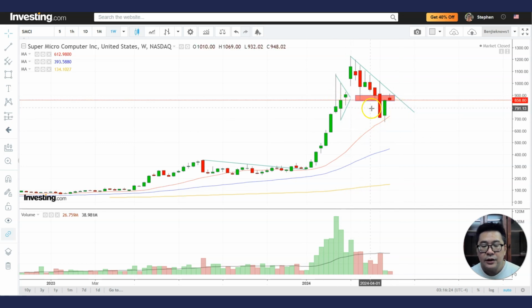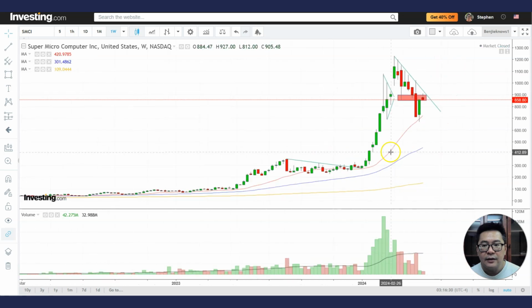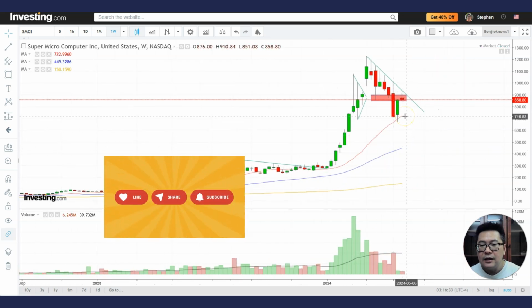So this is a weekly chart. You can see the triangle here, the downtrend line. Right now, what is helping it is that it is sitting at the 20 MA support.